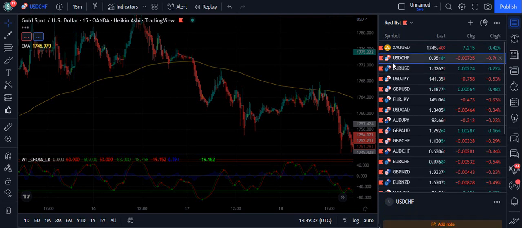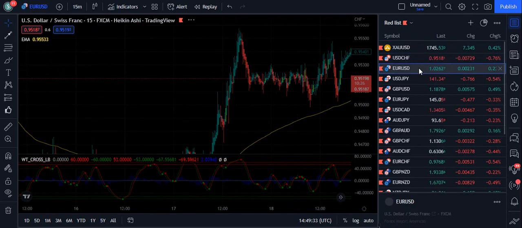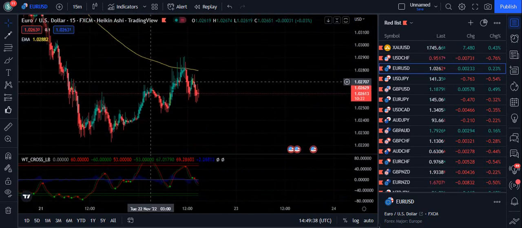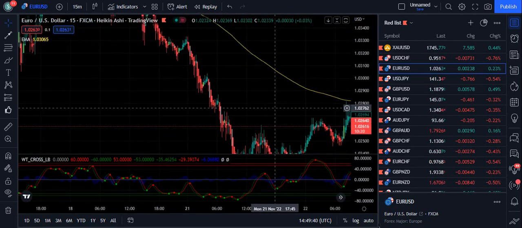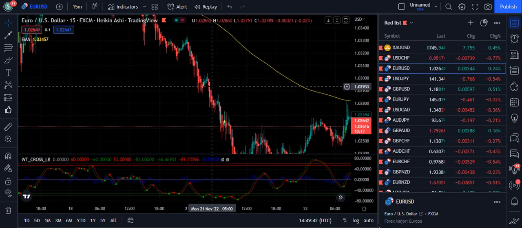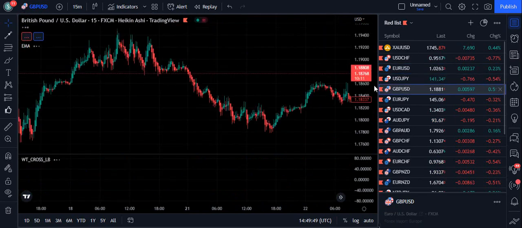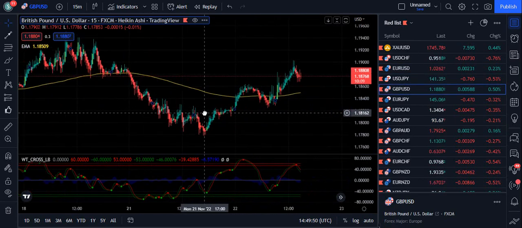Even this indicator is working on other pairs like EUR/USD, USD/CHF. You can trade anything you want. Okay, so simply look at EUR/USD 15-minute. There were a lot of scalping chances. So guys, this indicator is not limited to 15-minute. You can use any time frame of your choice. All you need is to focus on the 200 EMA.